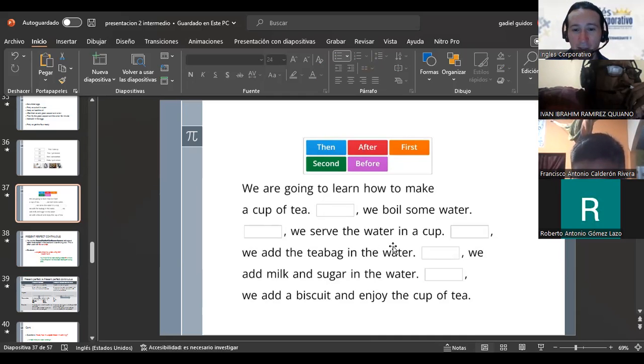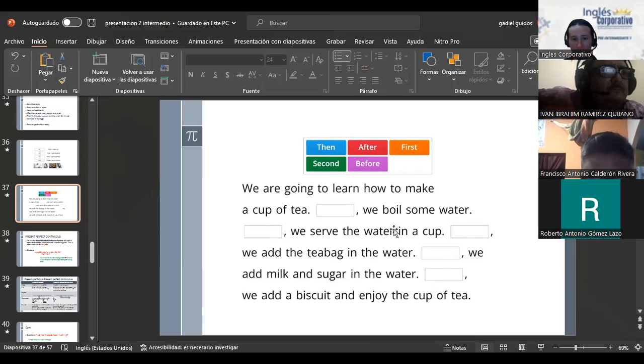Vale, aquí tenemos este ejercicio. Esto es para aprender cómo hacer una taza de té, ¿ok? Y aquí tenemos las palabras que tenemos que poner acá, ¿ok? So it says, we are going to learn how to make a cup of tea. So, what will be the first thing that we need to use here? ¿Ok? Vamos a ver.